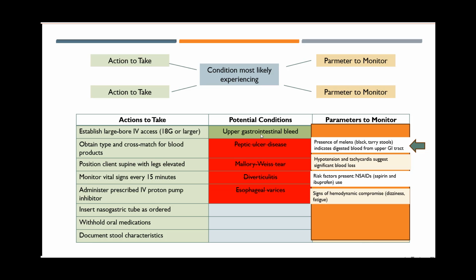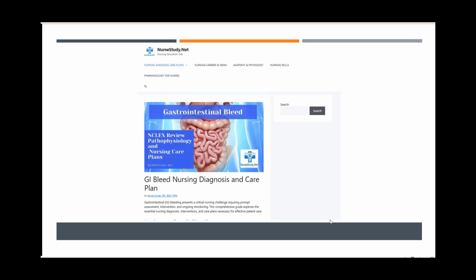Upper GI bleed, I'm going to turn green, and the reason is we have the presence of black tarry stools, which means digested blood from the upper GI tract, hypotension, and tachycardia. Remember, that's what we highlighted in our scenario. He was hypotensive, and I believe his heart rate was like 112, which suggests significant blood loss. Risk factors that are present, well, he's on NSAIDs, so we have aspirin and Motrin use. And then signs of hemodynamic compromise. He was dizzy and tired. So upper GI bleed seems to be the best one for us.